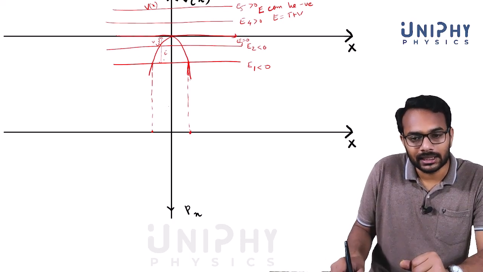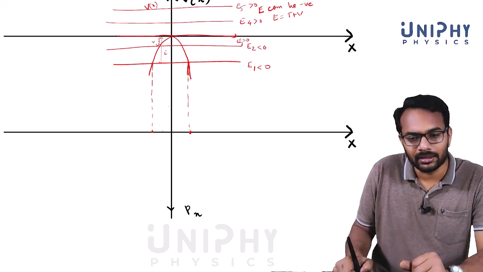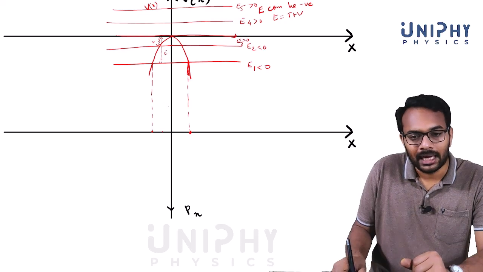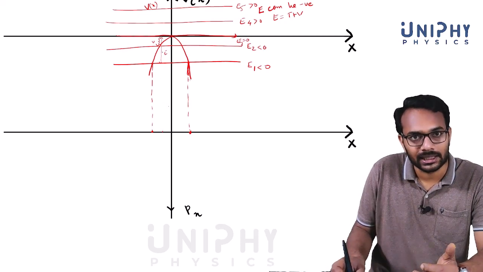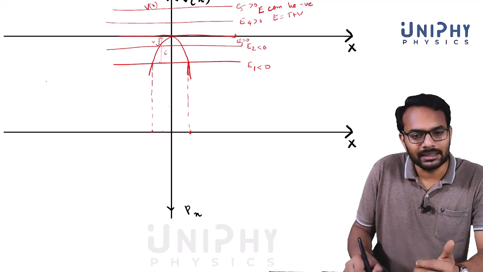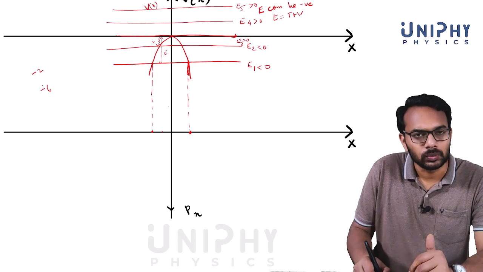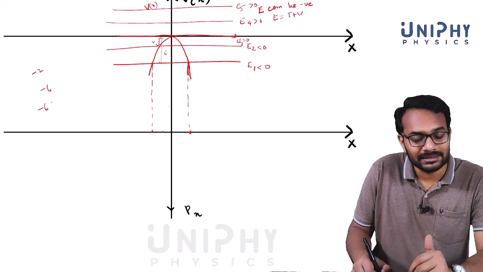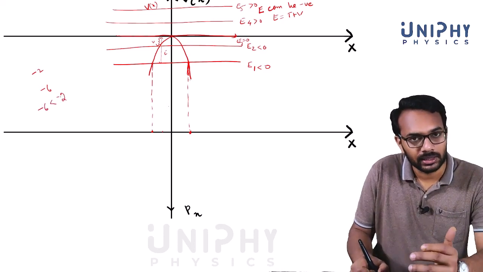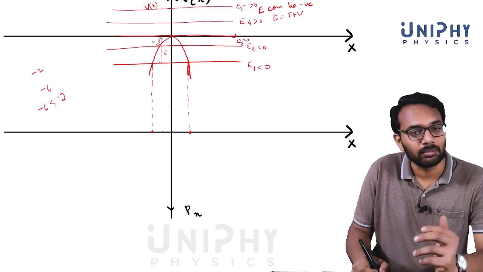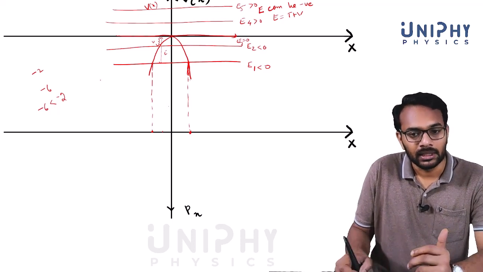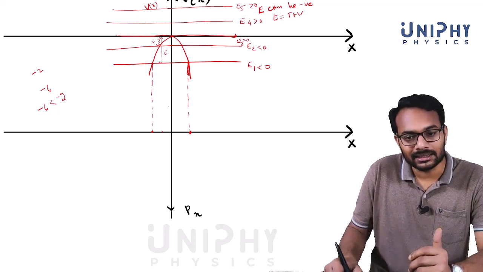Because at this point, let's imagine just some random point along the x-axis. At this point, we see that this height is E. E is negative, V is also negative. So let's say E is something like -6 and V is something like -2. We see that -6 is less than -2. Am I right? -6 is less than -2. It's a negative number. So this means that this region is classically forbidden.